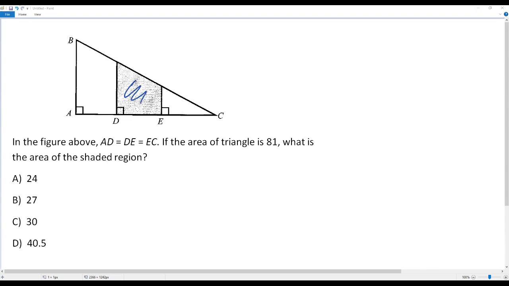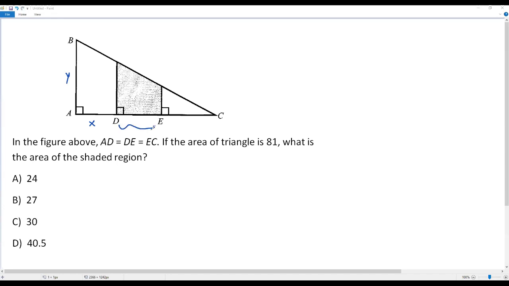Okay, here we have the shaded region. Actually, the shape of the shaded region is a trapezoid because we have two parallel sides, and this DE represents the height of the trapezoid. Okay, now let me assume the height of the triangle AB is just Y, and I assume the length of this line segment AD is X.